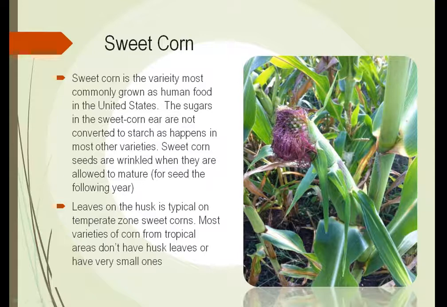The leaves that you can see on the husk, you can see some leaves growing out of the husk. That's typical of corn grown in temperate regions. In the corns grown in tropical regions, you see very little, if any, leaf growth from the husk. The husk is tightly wrapped around the ear without these projecting leaves.